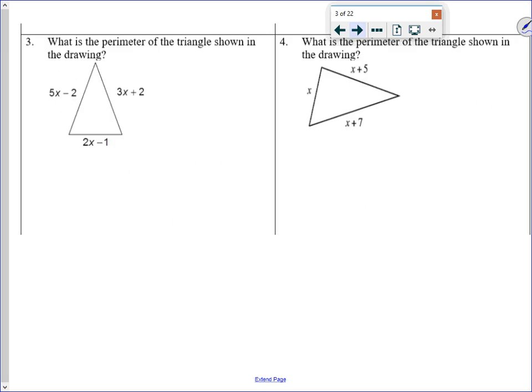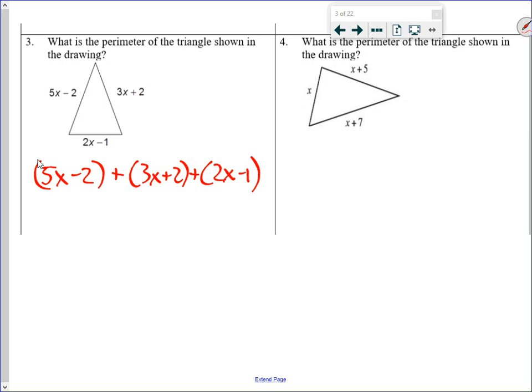To find the perimeter of a polygon, a closed figure of straight sides, you add up all the sides. So this is just 5x minus 2 plus 3x plus 2 plus 2x minus 1. And if we combine like terms, that gives me 10x minus 1. Number 4 is the same type of problem.